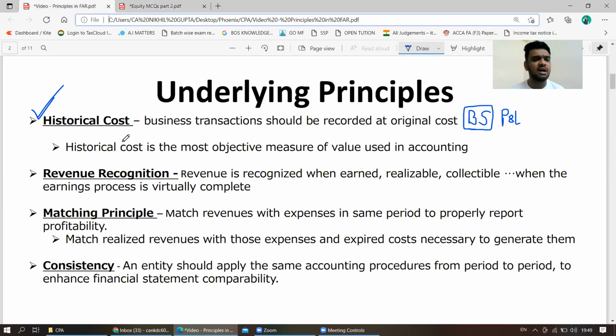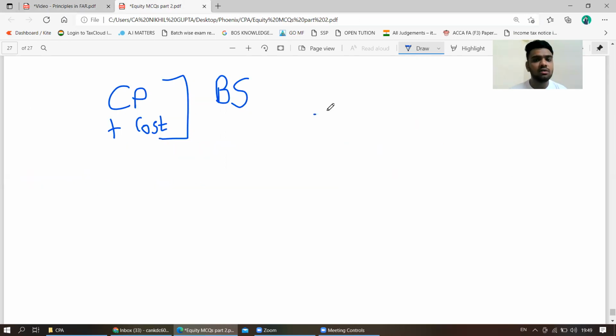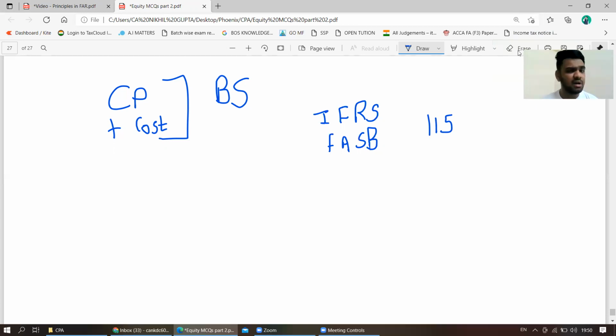Now, moving on to the next part, historical cost. After that, the revenue recognition. Friends, all over the globe, the IFRS, being the Global Financial Reporting Standards, where the FASC is making these standards, they have made the IFRS 115 for the revenue to be recognized. Friends, on the same line, the US GAAP do also have the revenue recognition principle.